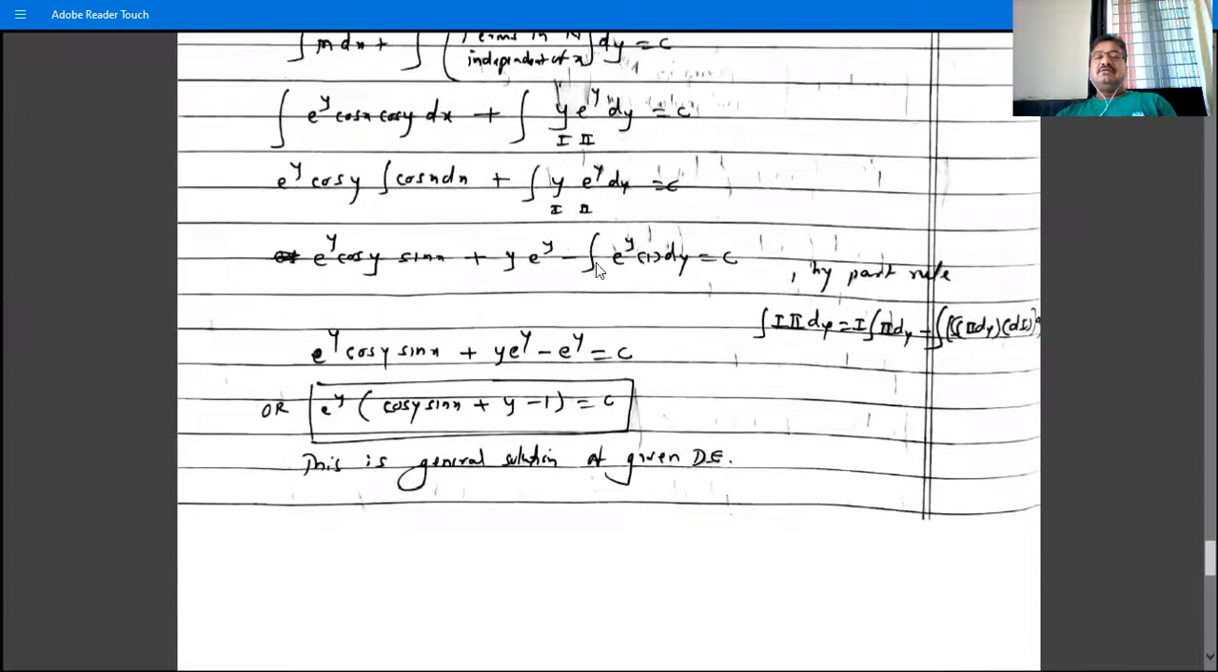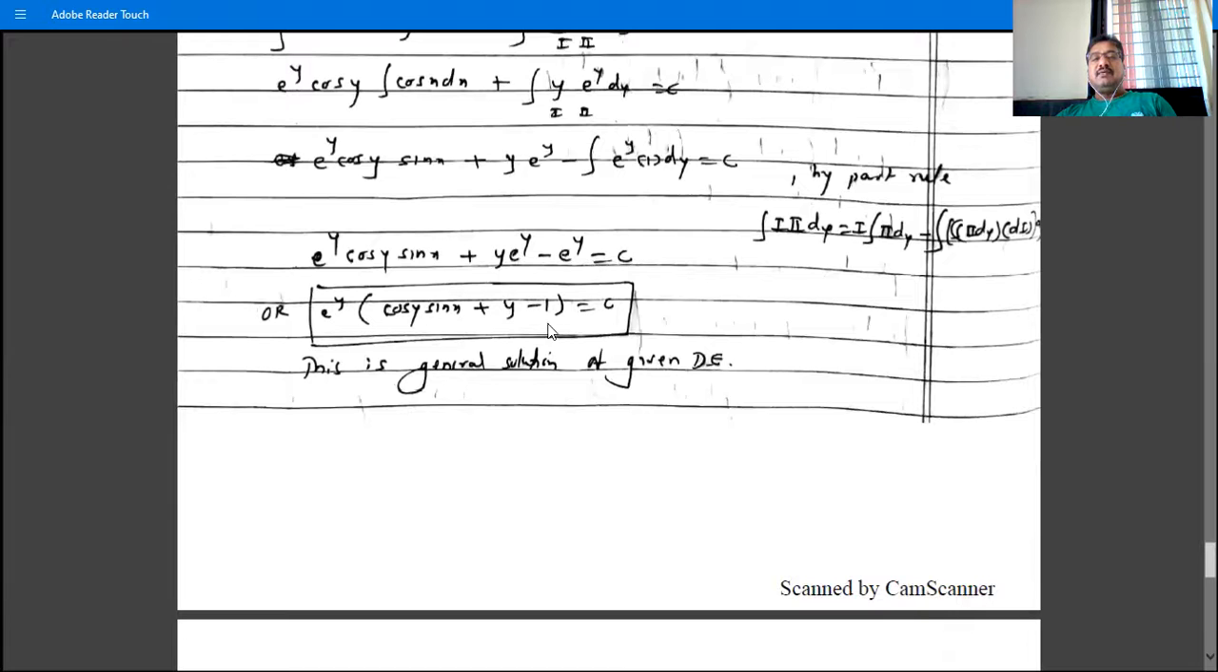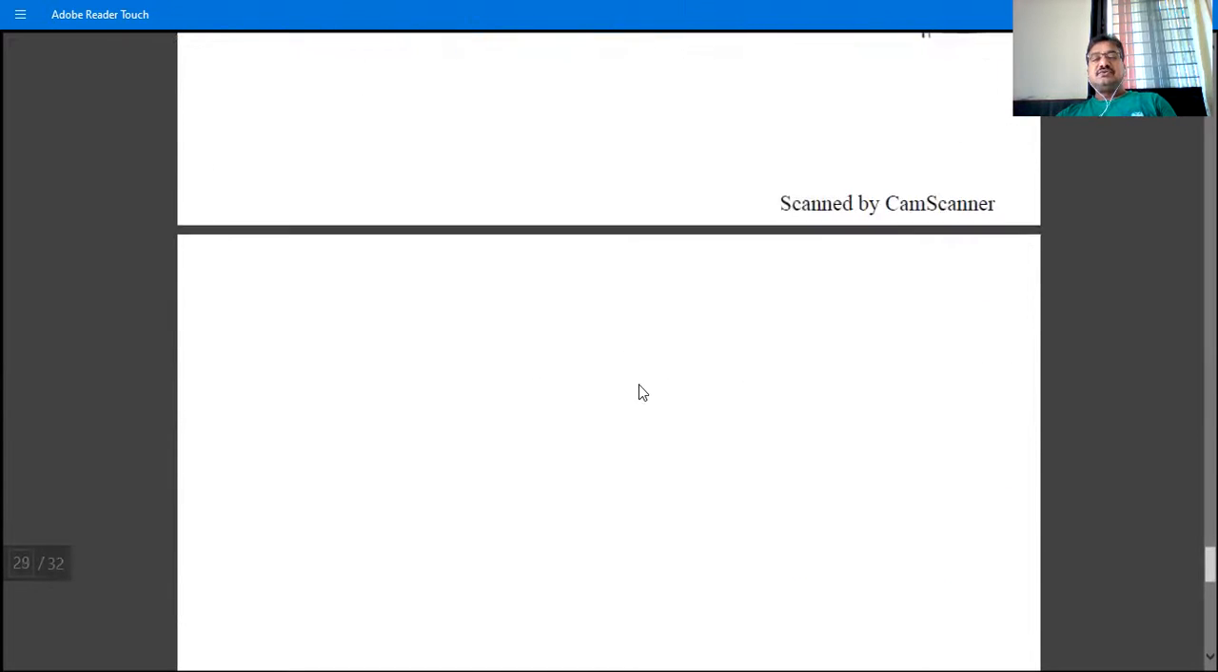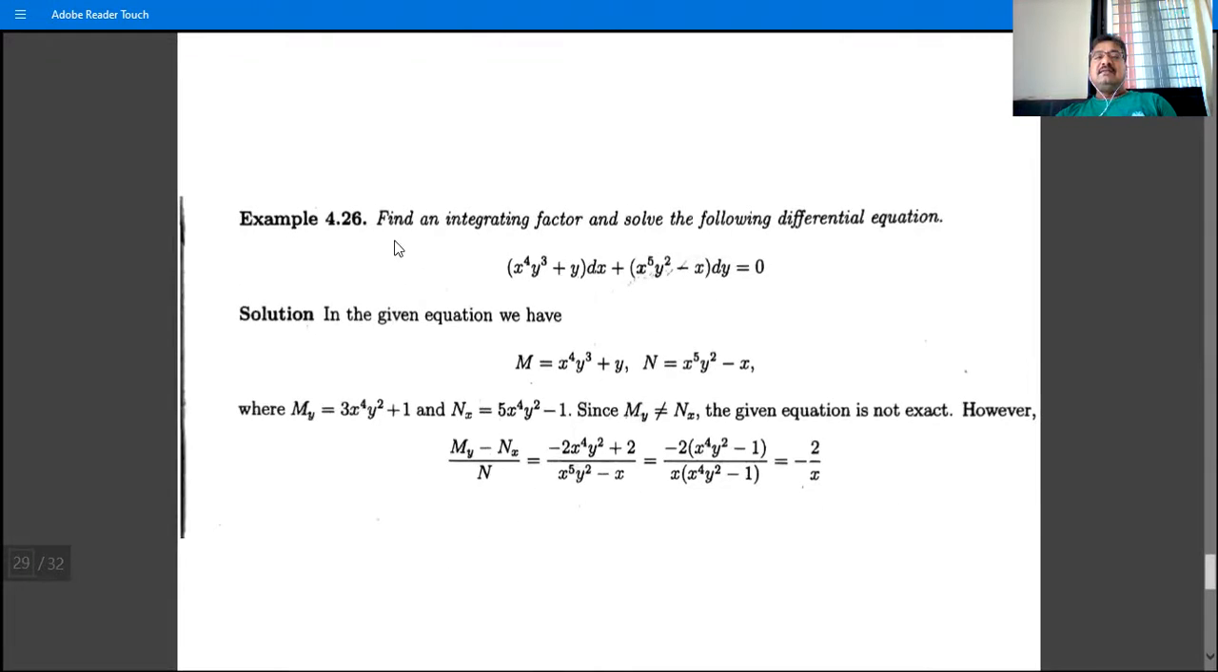And then e raised to y, just write e raised to y, since the integration of e raised to y is e raised to y. And so if you take e raised to y as common, we have this bracket, and this is the general solution of the given differential equation. Again, the same type of problem: find the integrating factor and solve them.